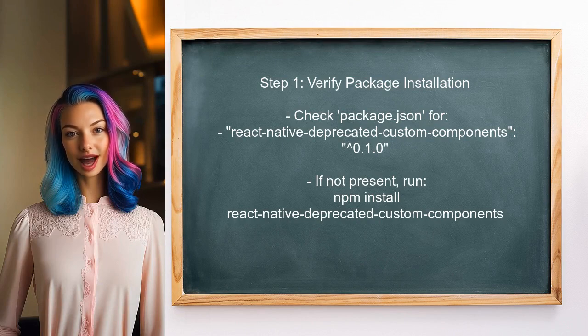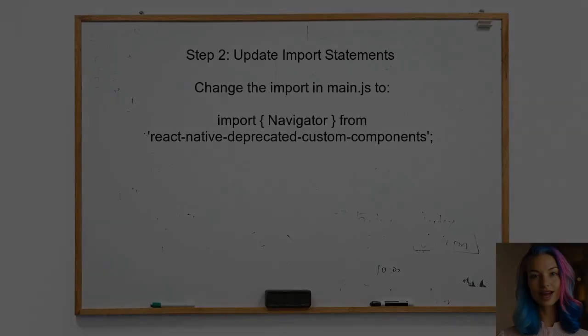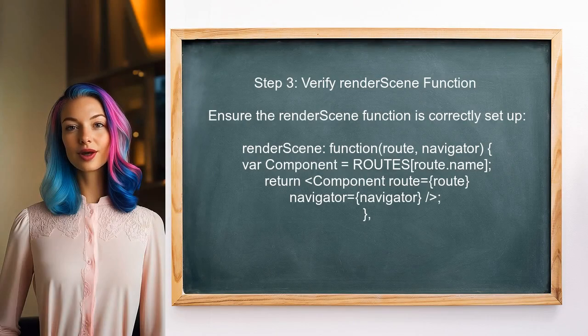To resolve the issue with the deprecated Navigator, the user should first ensure they have the correct package installed. They need to check if the React-Native Deprecated custom components package is properly included in their project. Next, the user should update their import statements in the main.js file. They need to ensure they are importing the Navigator from the correct package. After updating the imports, the user should check the render scene function to ensure it correctly references the routes defined in their application.